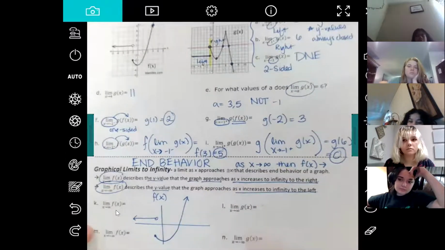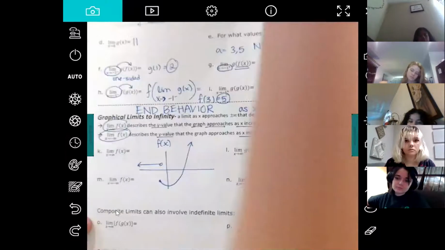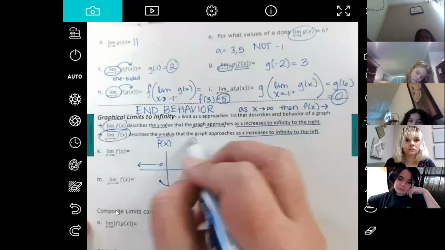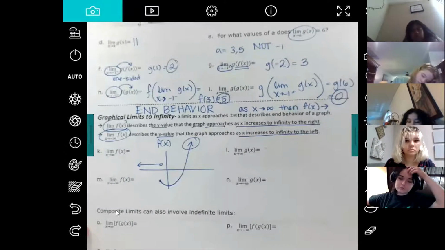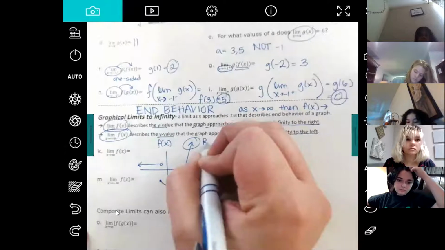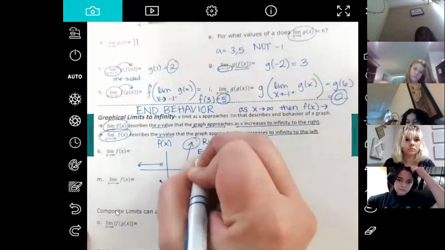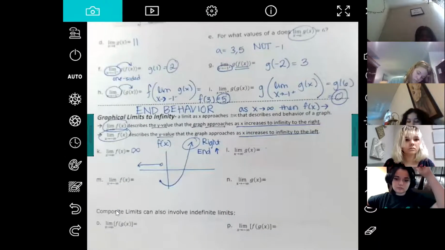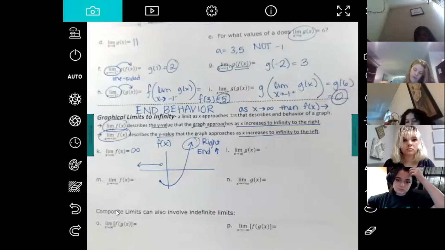So if I want to know what f of x is doing as x goes to infinity, I'm looking at this end of the graph. It's either approaching a specific value, or it's going up forever, or it's going down forever. So out of those three choices, hopefully you can see my right end is going up forever. That means it's approaching infinity. Now, your other option would be to say that it doesn't exist, which is also true because it's not approaching a specific value.